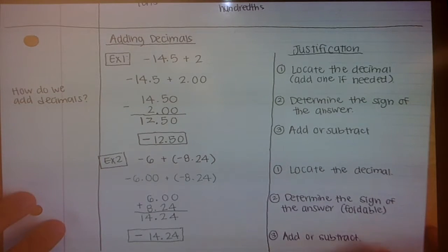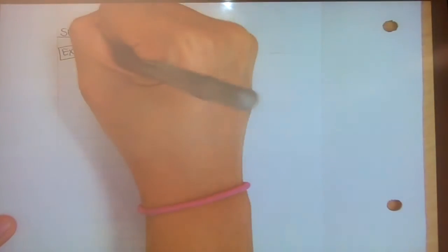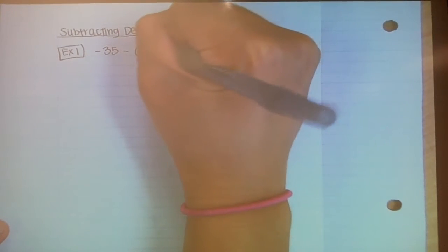So that was adding. Let's move on to subtracting on the back. Let's try subtracting decimals. So we're still sticking with positive and negative numbers. This is the same idea, but now we are using subtraction problems. So let's see example 1. Let's try a negative 35 minus a negative 13.86.